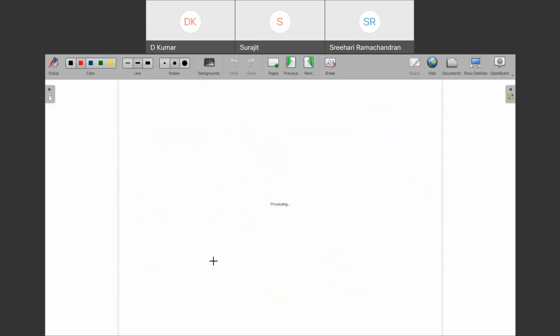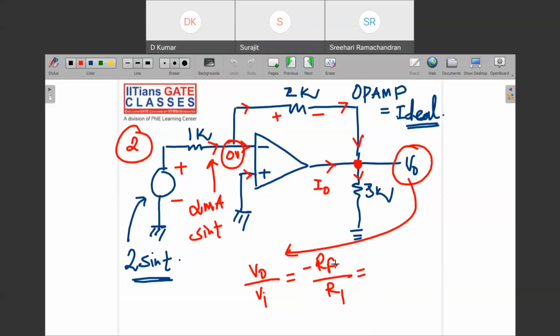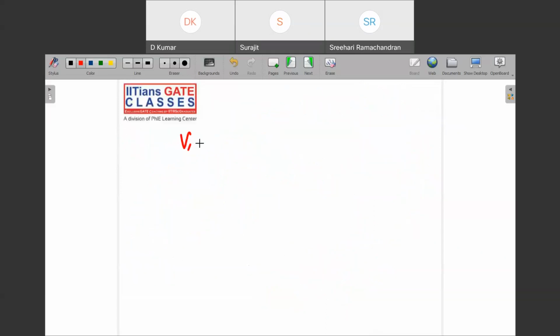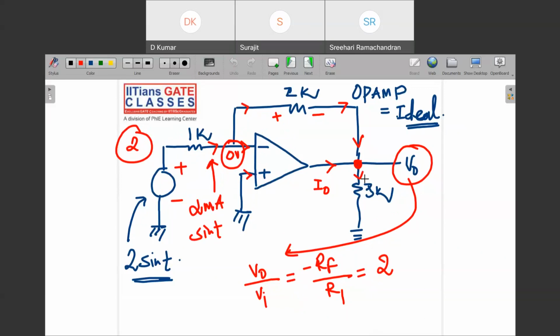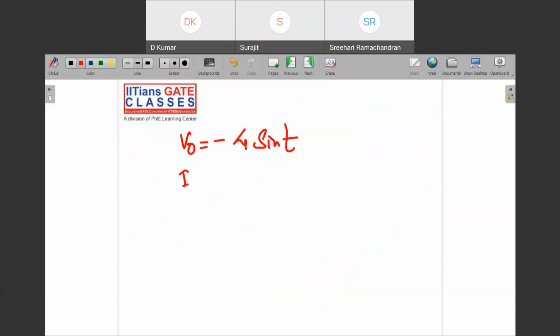So what will be V naught here? V naught क्या हो जाएगा बताइए? That is -4 sin t. Yeah, great. So V naught will be -4 sin t, right? And now you can find the current through this 3K, that will be V naught minus 0 by 3. So I3K will be what? -4/3 sin t.